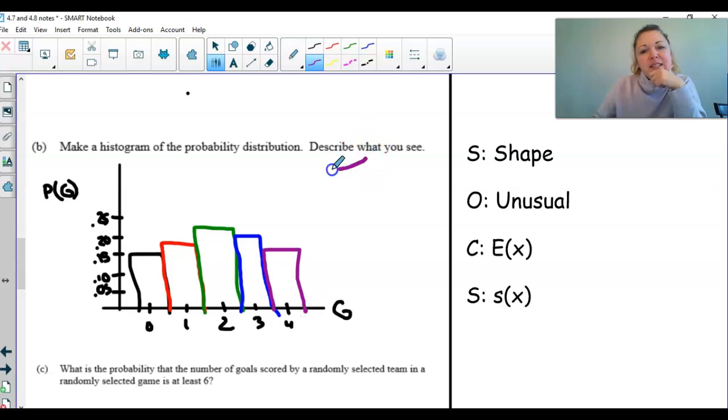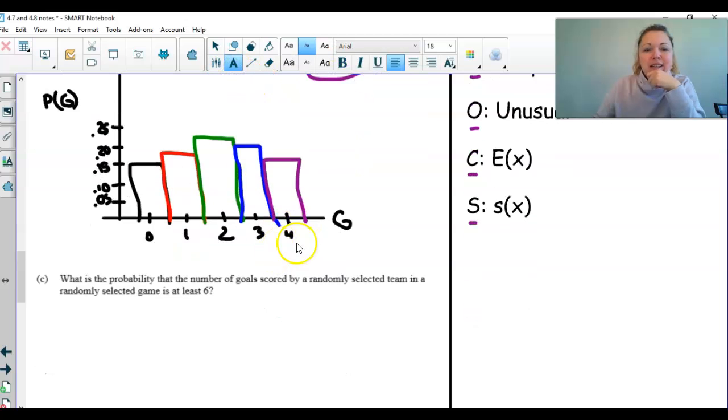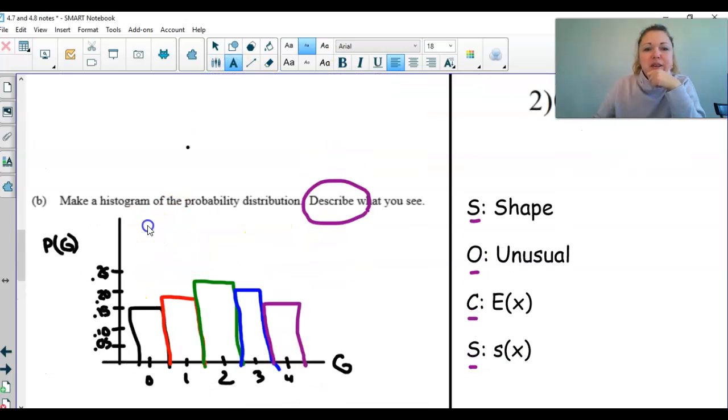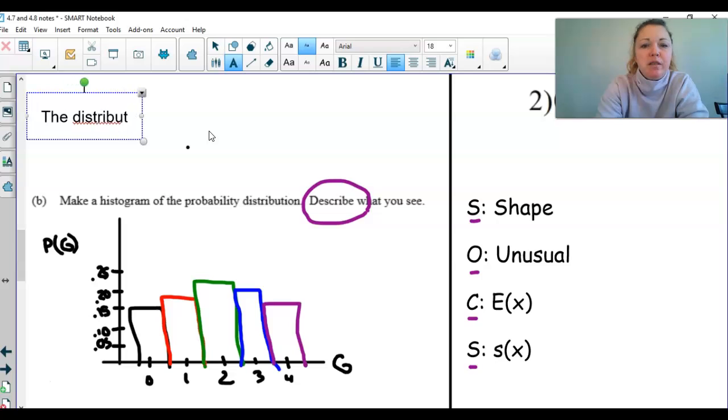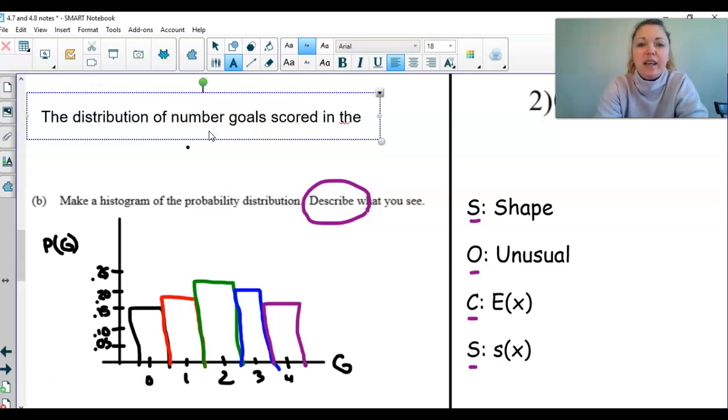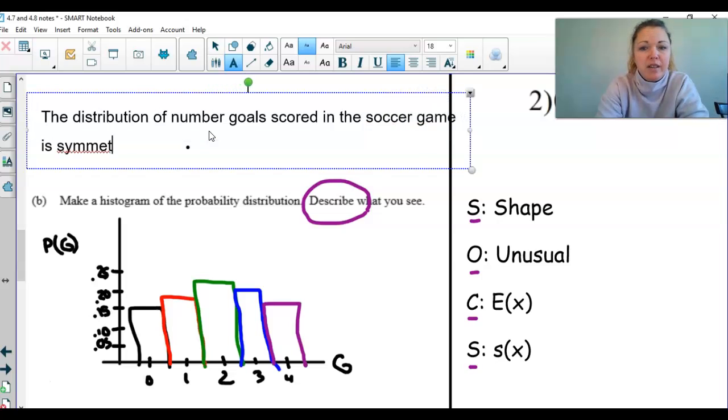Okay, anytime you're asked to describe a histogram, you want to think about SOCS: shape, anything unusual like outliers, center, and spread. Again, we always want this in context, right? So what would I write? I'm going to write it up here actually, just because there's a little more room. The distribution of number of goals scored in the soccer game is symmetric with nothing unusual.